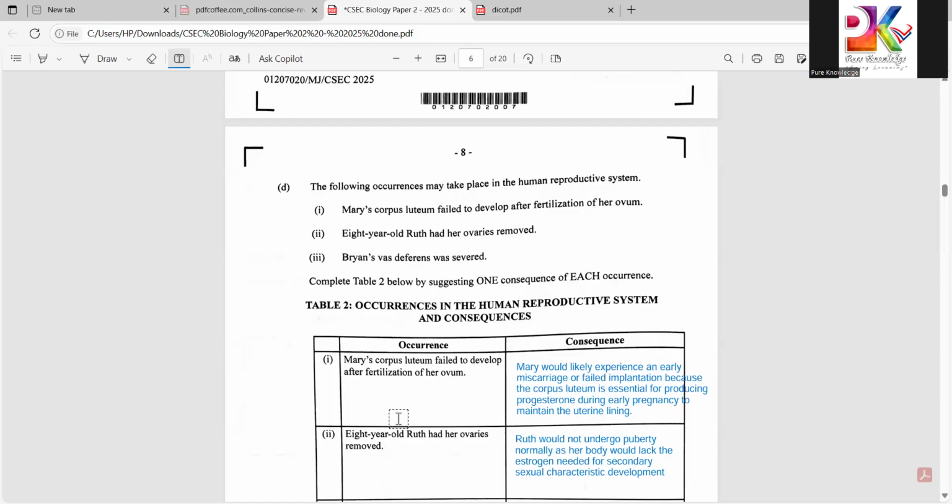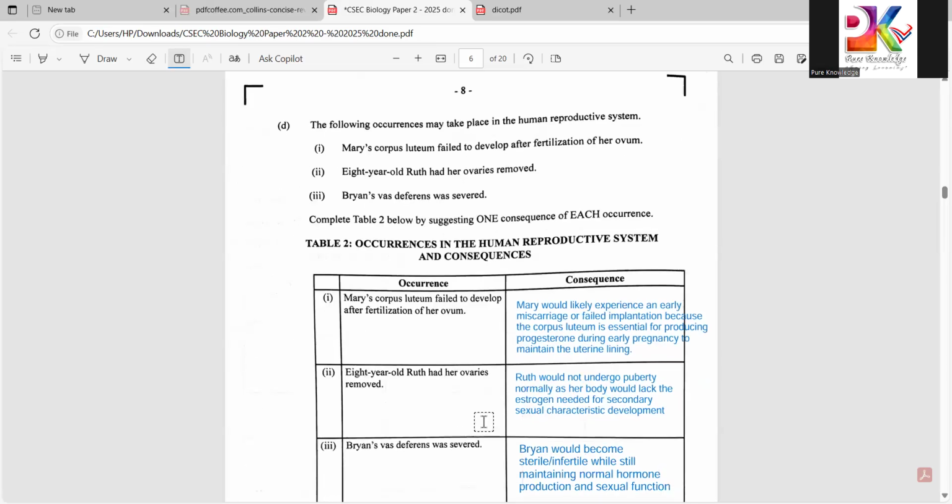So it will likely be a miscarriage or a failed implantation. Next one says 8-year-old Ruth had her ovaries removed, and without the ovaries, you wouldn't really have the hormones. So Ruth would not undergo puberty normally, as her body will lack estrogen. And estrogen is needed for secondary sexual characteristic development, like breasts, and all of the things that women have. So these are the things that would affect Ruth.